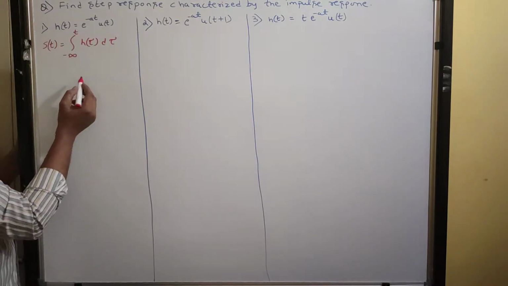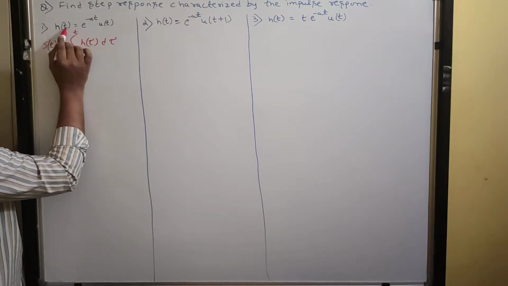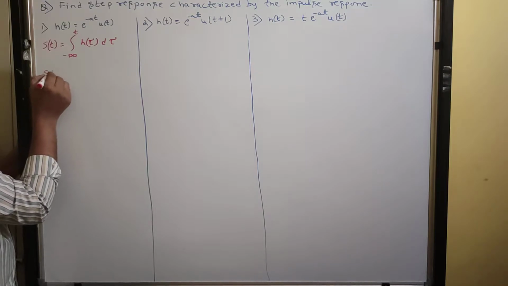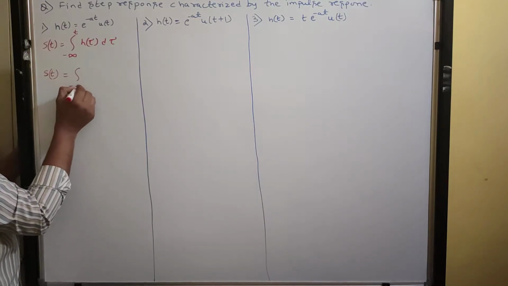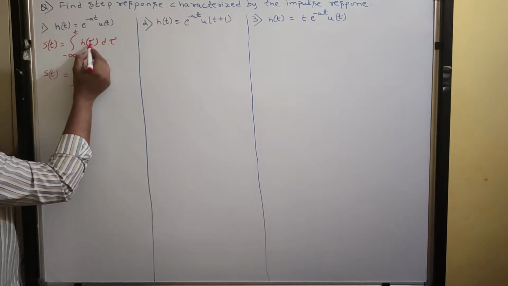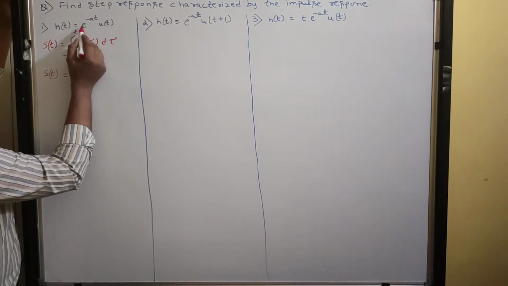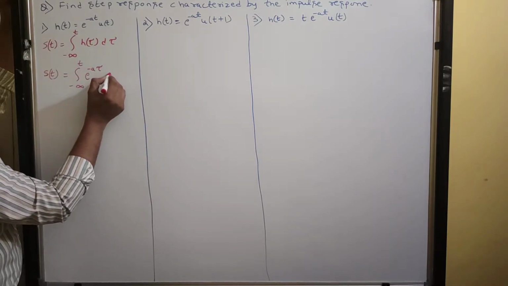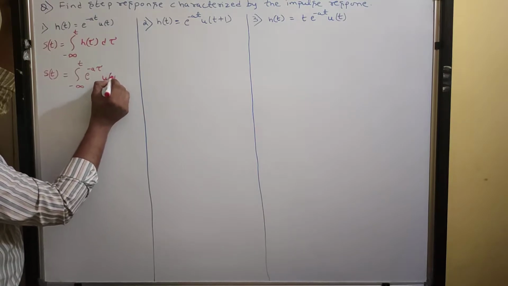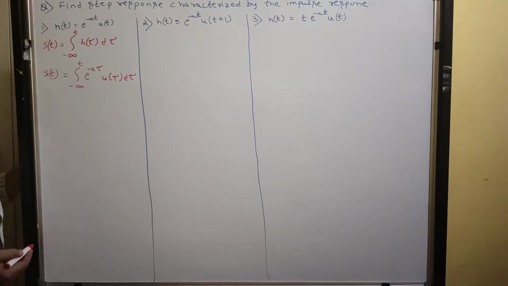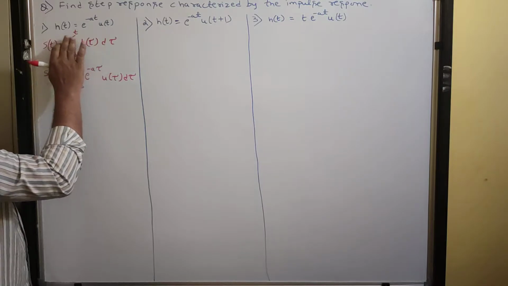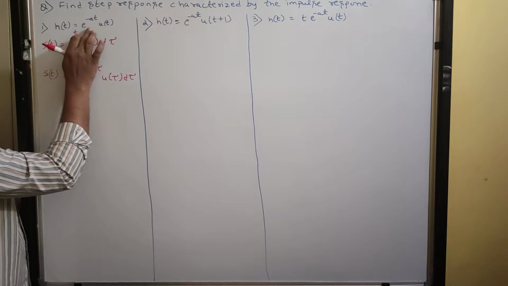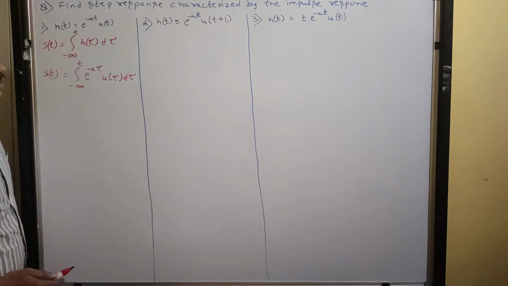H of t is given. Now wherever t is given in the question, replace t by tau. Therefore your step response will be the integral from minus infinity to t of h of tau. What is h of tau? E to the power of minus a tau into u of tau into d tau. Simply h of t replaced by tau. So this becomes e power minus a tau into u of tau.